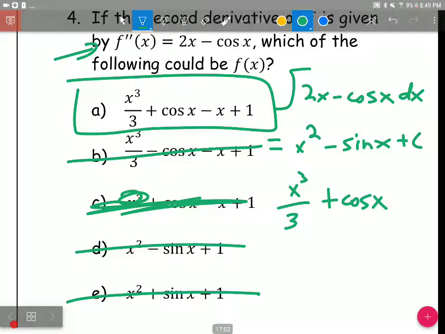The only thing we don't know is if those are correct or not, because we don't have points for the first antiderivative as well as the second antiderivative. Cool. Have fun.